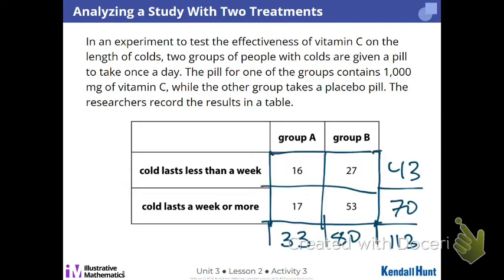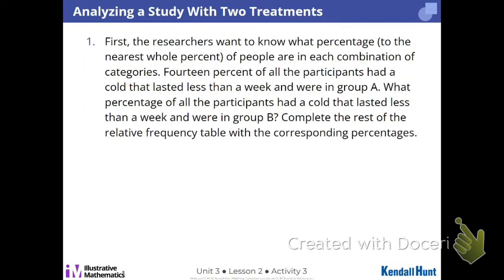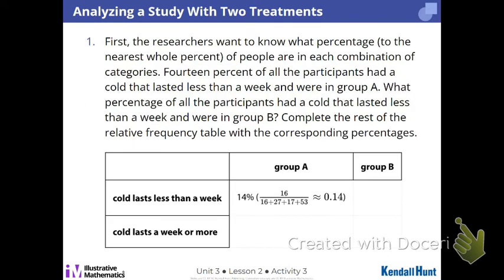Now that we have this data, we can analyze it in a variety of ways using different percentages. Right here they want to know what percentage, to the nearest whole percent, of people are in each combination. This looks crazier than what it actually is. They're just saying 16 people out of the total people, which was 113. So for group B, we'd have 27 people out of 113. What's this squiggly equals? It means about. 14%, because it says to the nearest whole percent.